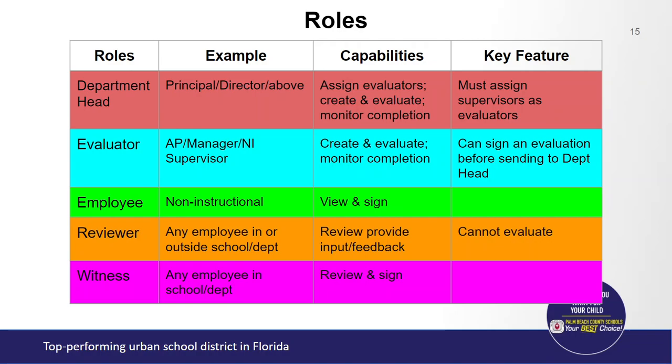All non-instructional employees in the next role will have the ability to view and sign their evaluations. The reviewer role is for any employee who could be inside your school or department or outside that would need to review the evaluation and provide some input, feedback, or comments. That could be you sending it to your principal or director, or that could be sending it to someone else in the chain of command. This reviewer does not have the ability to change ratings or to actually evaluate the employee. They are simply providing feedback and comments. And finally, there is a role for a witness. In the event that an employee declines to sign, the evaluation can be sent to a witness for them to review and sign.